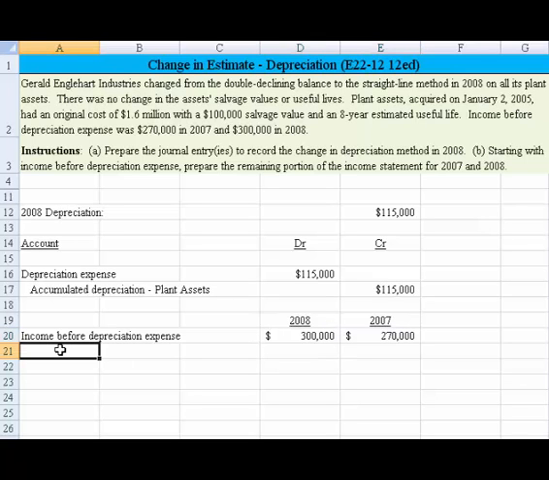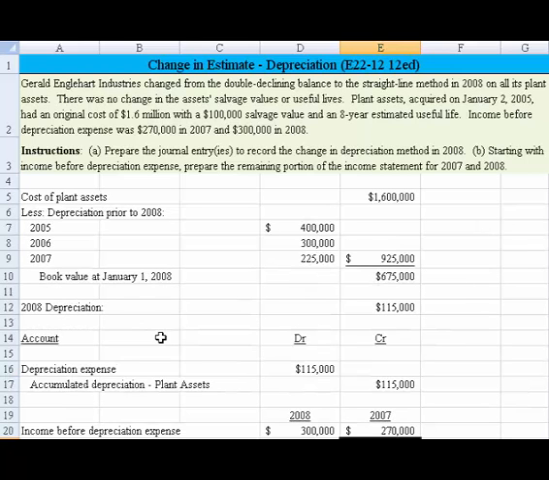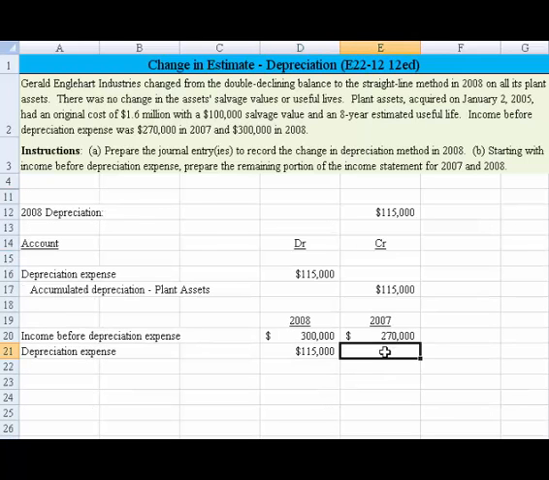And then we would need to show depreciation expense next. And the depreciation expense for 2008 is going to be equal to the $115,000. And depreciation expense for 2007, let's show that again. It's the 225, showing it the old way. So that doesn't change. You saw I just pulled that from above, even though now you can't see that on the screen. We solved that in Part A, only because I wanted to show the whole screen.